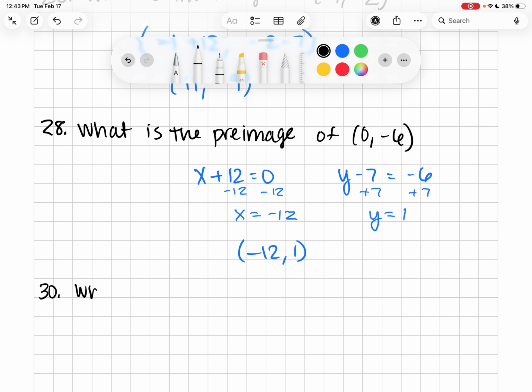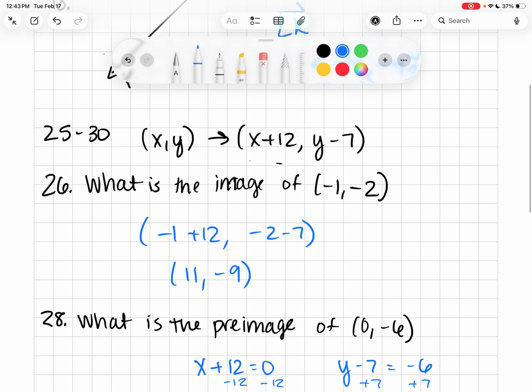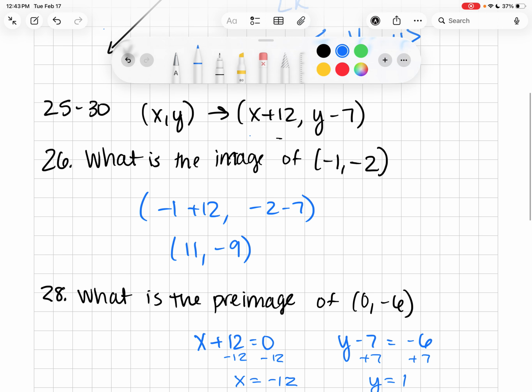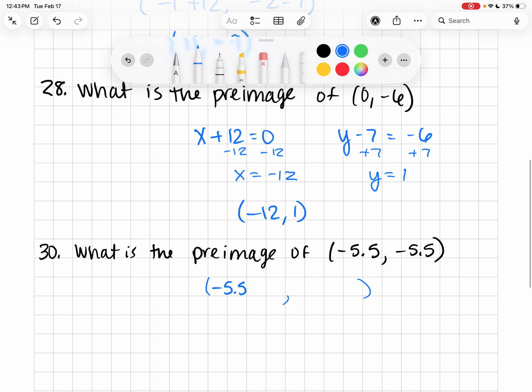30. What is the pre-image of (-5.5, -5.5)? So again, the other option, I'm just going to show the work on this one a little bit differently. This is x plus 12, but I'm going the other way for the pre-image, so I can say negative 5.5 minus 12. And then the other one was y minus 7, so I could say negative 5.5 plus 7.